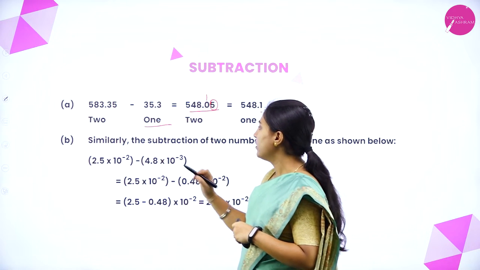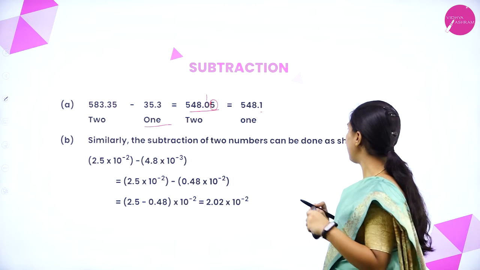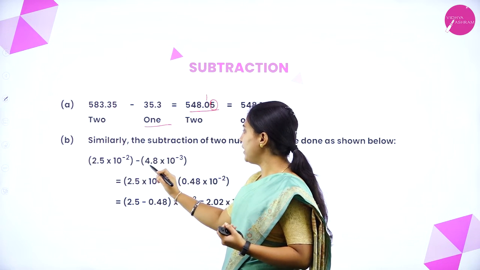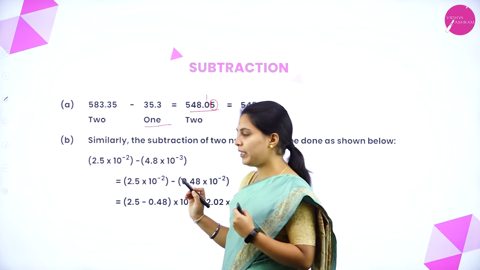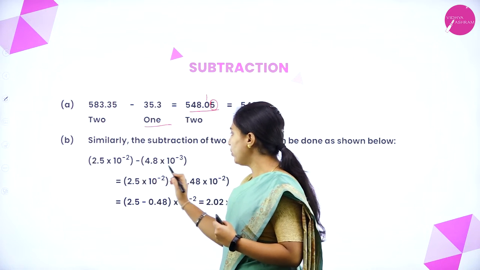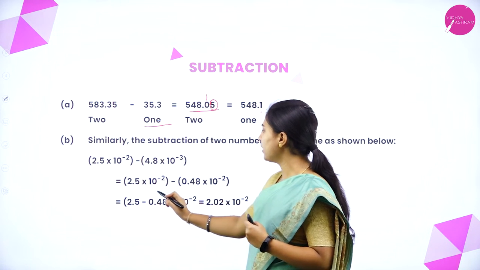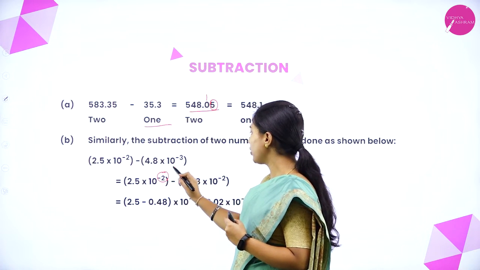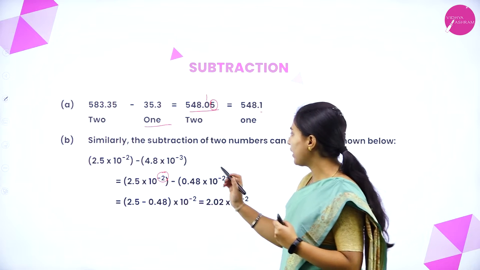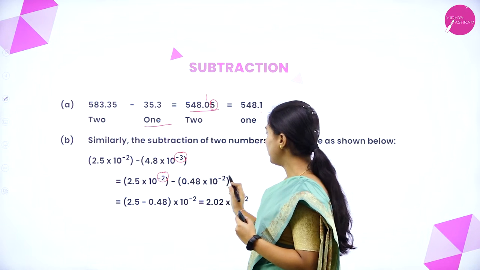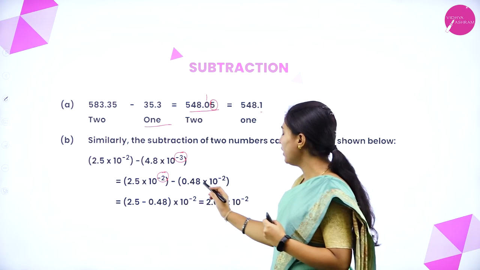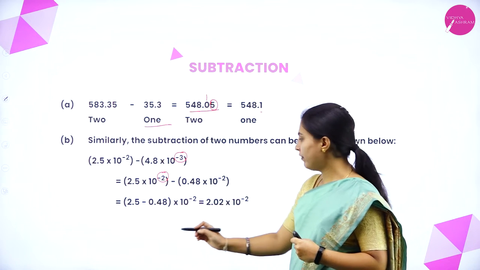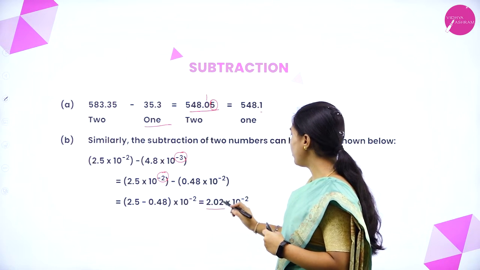Similarly, the subtraction of 2 numbers can be done as shown below. Same thing, 2.5 minus 4.8. This is a little bit different. You have to subtract these 2. What are they doing? The scientific notation should be the same. So, they are converting this one to minus 2. What they did: 0.48 into 10 to the power of minus 2. After subtraction, you will get 2.02.